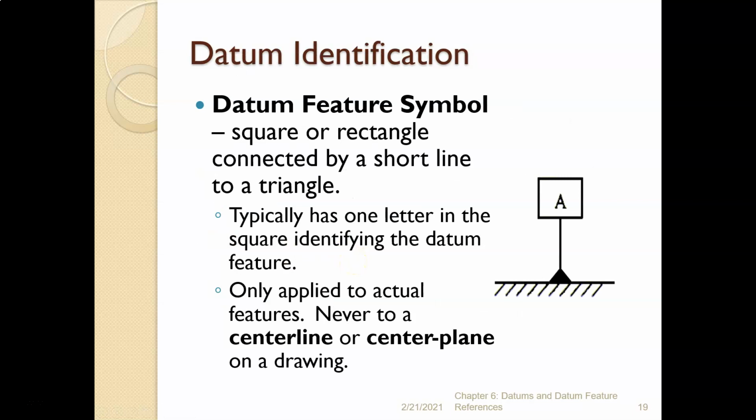All right, so let's look at how we identify datum features on a drawing. Now, you've already seen that in some of the drawings, right? We use a square or a rectangle connected by a short line to a triangle. Typically, we have one letter in the square identifying the datum feature. In some cases, we can have 2 letters, but let's not worry about that right now. They're only applied to actual features. You never put this on a center line or center plane on a drawing, right? Never do that.